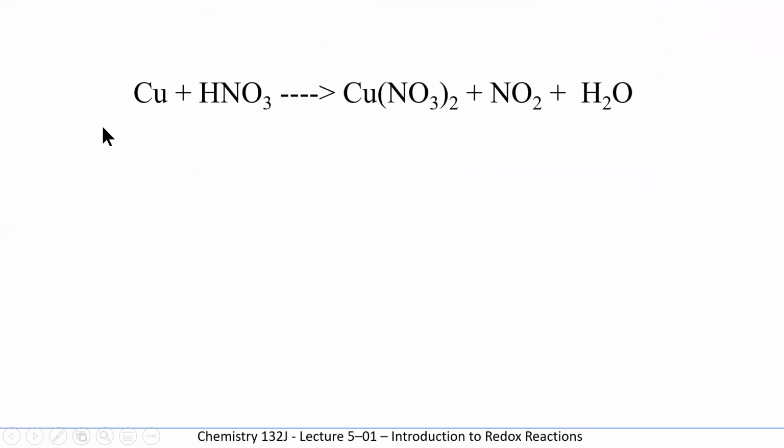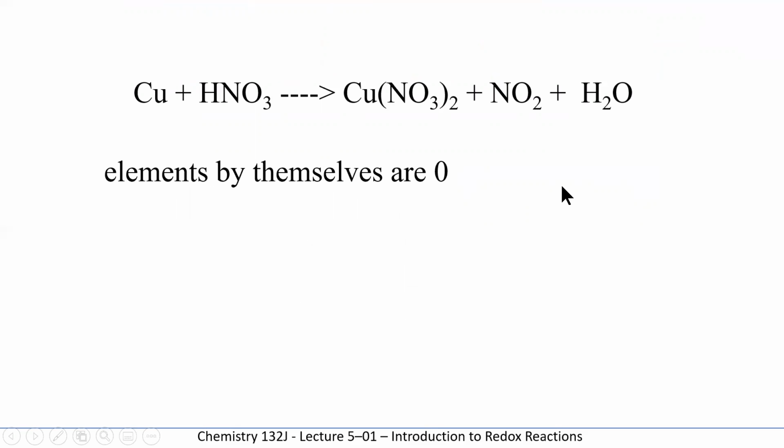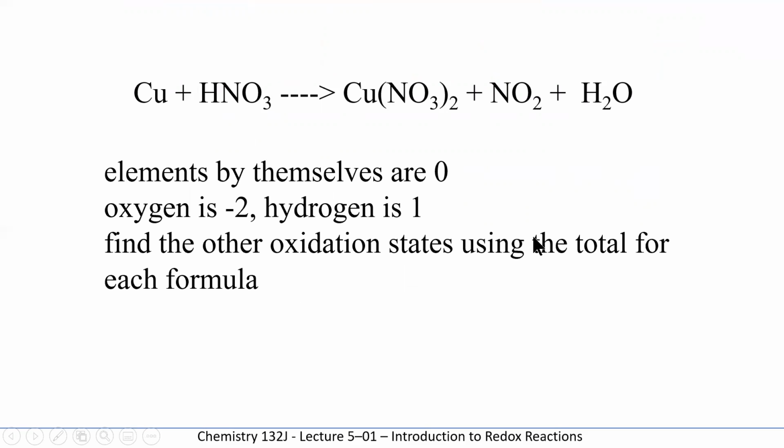So here's an example. One of the first things we do is we assign elements that are by themselves 0. Well, we can see copper here is by itself. It's going to be assigned a value as 0. And oxygen almost always is -2 when it's in compounds. Hydrogen is +1 when it's in compounds. So we can assign the missing oxidation states by using the quantities that we do know.